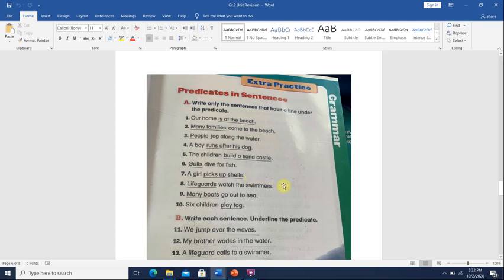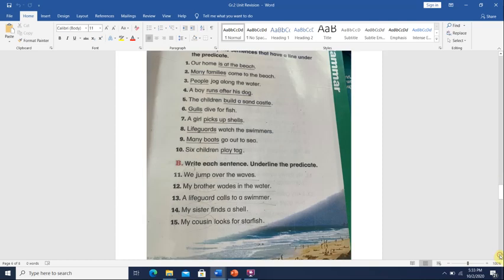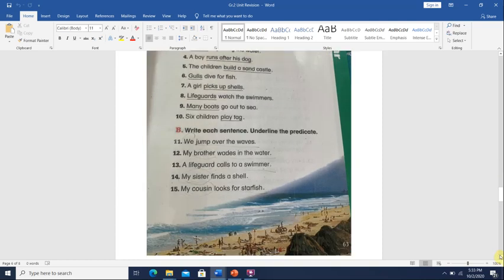Number 8, lifeguards watch the swimmers. Did it underline the predicate? No, it underlined the subject. Number 9, many boats go out to sea. Did it underline the predicate? No. Number 10, children play tag. Play tag, is that the predicate? Yes. Okay, part B. You will write each sentence and you will underline the predicate.